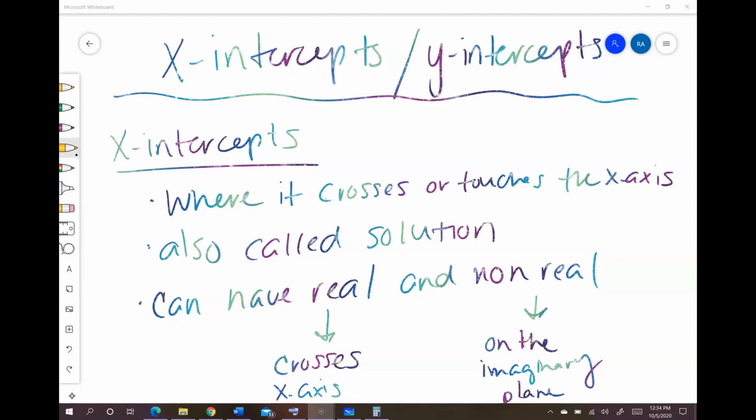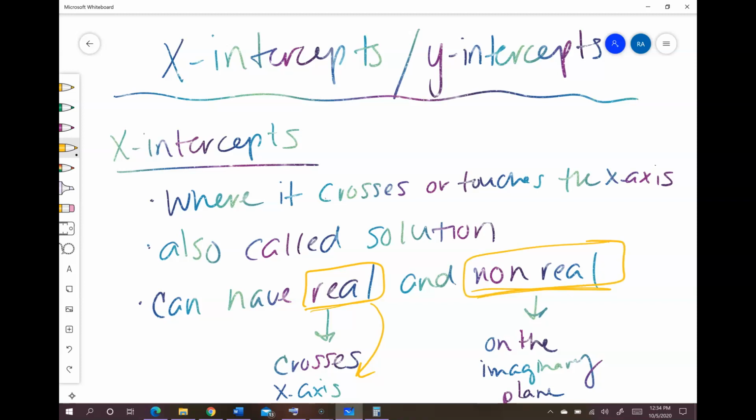Then also, with polynomials, you can have real zeros and you can have non-real zeros. It is very important you notice when a question is asking you real versus not real. A real solution is where it crosses the x-axis. So how many times when you look at that graph does it cross the x-axis? Those are the number of real solutions.